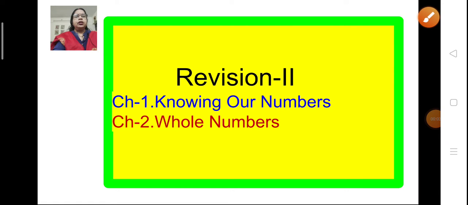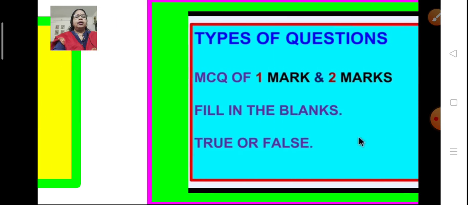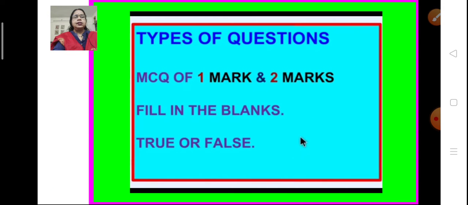In today's session, we will revise some of the important concepts from chapter 1, knowing our numbers, and then we will revise important concepts from chapter 2, whole numbers. Students, you know these two chapters are included in your first periodic test. Let's see how many marks are carried by this test.